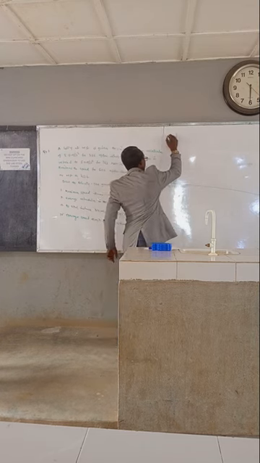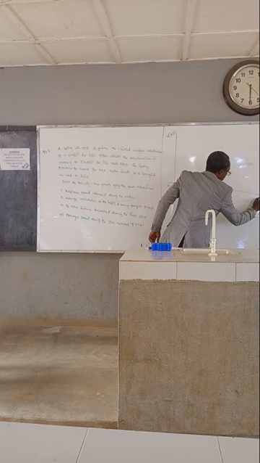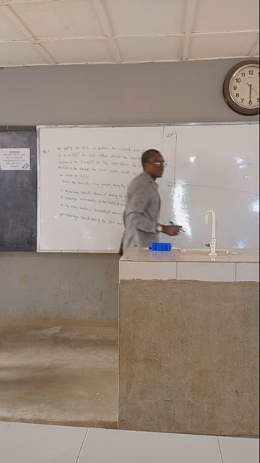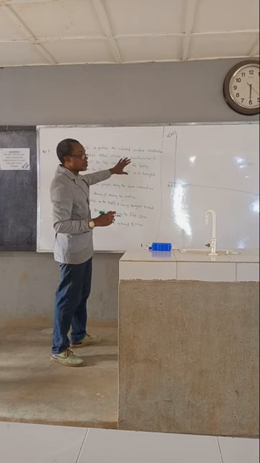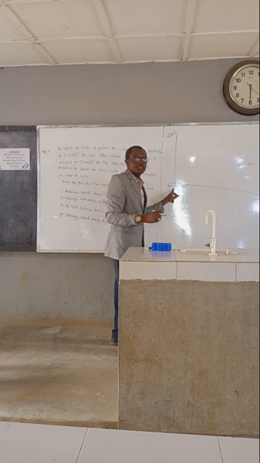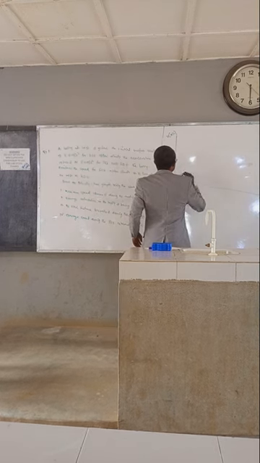The question says velocity time graph. Velocity is measured in meters per second, and our time is measured in seconds. So the first thing we need to do is to interpret the question. This is the origin, this is the rest point. So the body moving from rest starts from here.